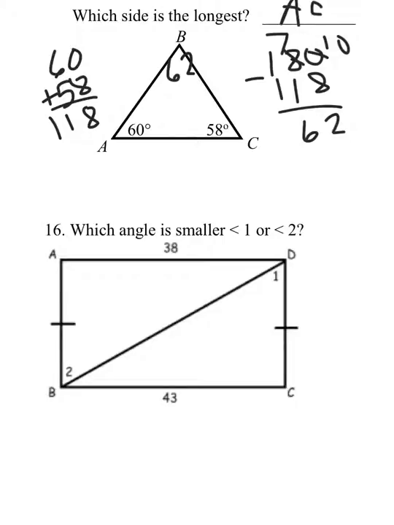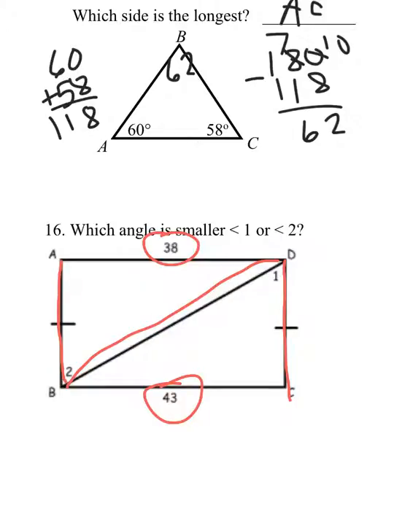Number 16, which angle is smaller, 1 or 2? Now, if you take the idea of longest angle across from longest side, shortest angle across from shortest side, you can apply it to this, and it's often called the hinge theorem. But if you notice, AB and DC are the same length. Okay, they got the dash. DB is the same length. So the two sides that make the angle are the same, but angle 2 is across from a side that's 38, and angle 1 is across from a side that is 43.